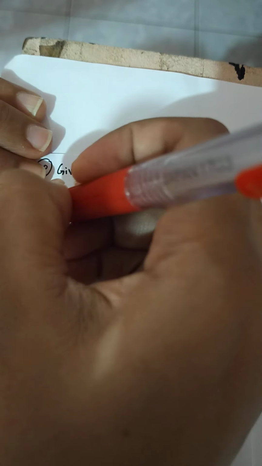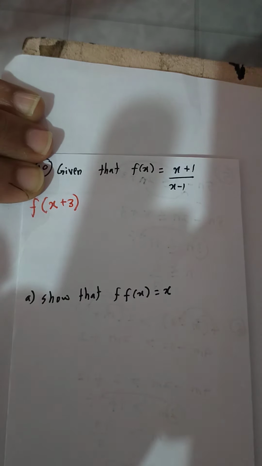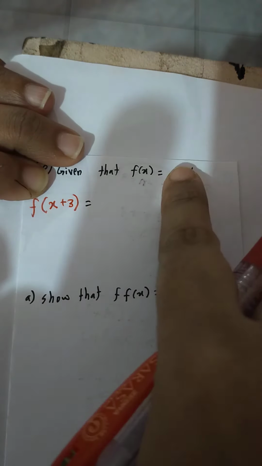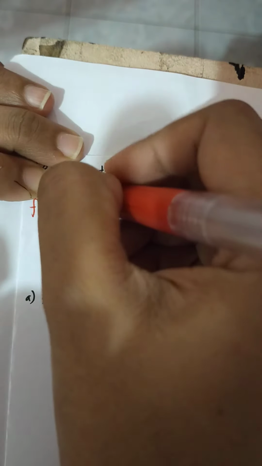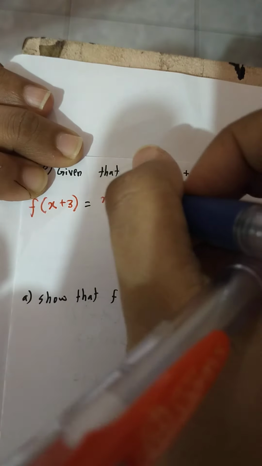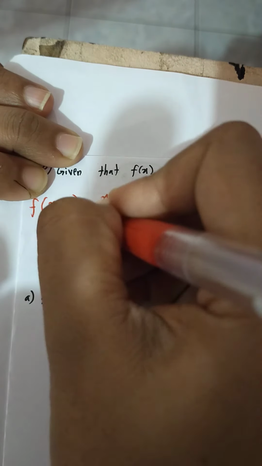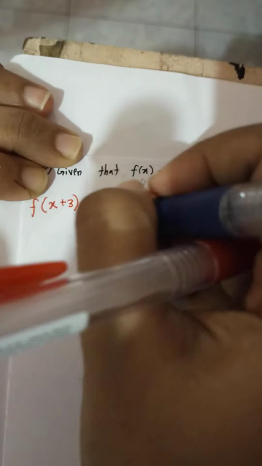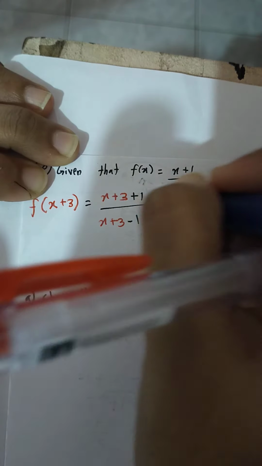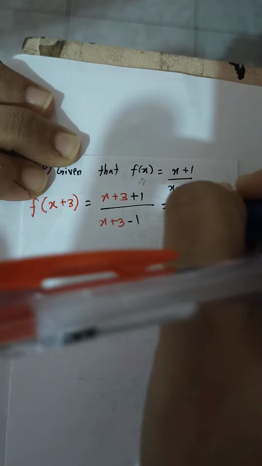So let's say I have f(x plus 3). If I have x plus 3, it means my x has now become x plus 3. So every time I see x, I have to substitute it with x plus 3. So I have (x plus 3) plus 1 over, here I see x again, so it will be (x plus 3) minus 1. So this one I will have (x plus 4) over (x plus 2).